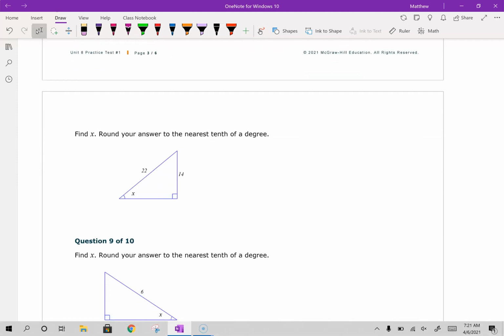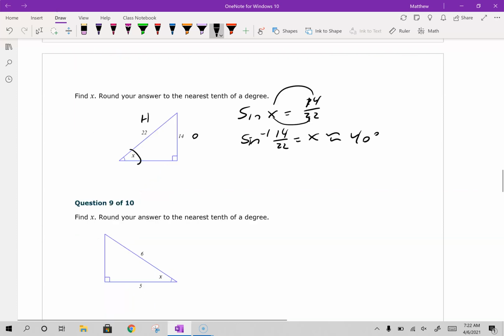Okay, number 8. We have an angle, but we have opposite and hypotenuse, so that's sine. So the sine of x equals the opposite over the hypotenuse. Remember, when you want to find the angle, we're going to do the inverse. So the inverse sine of 14 over 22 equals x. We just take these and switch them and do the inverse. So I hit second sine 14 divided by 22, and I get about 40 degrees, rounded to the nearest tenth.